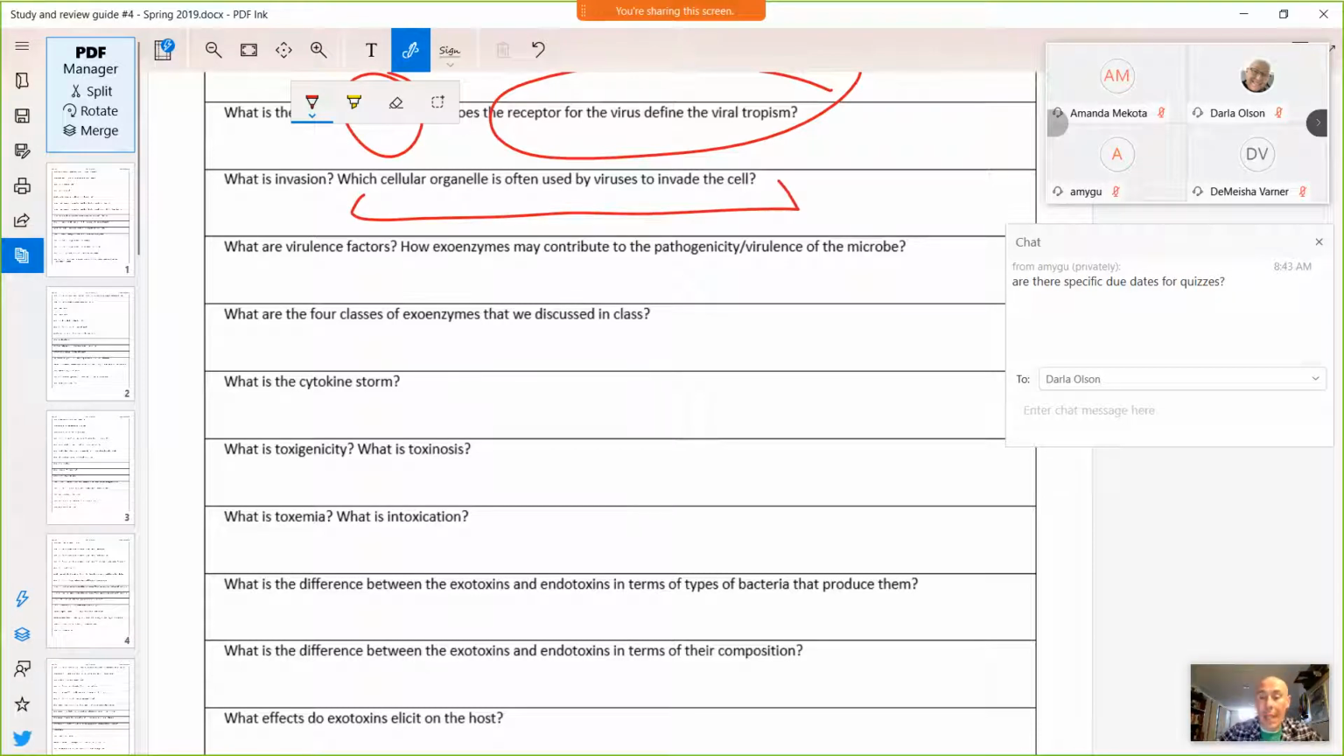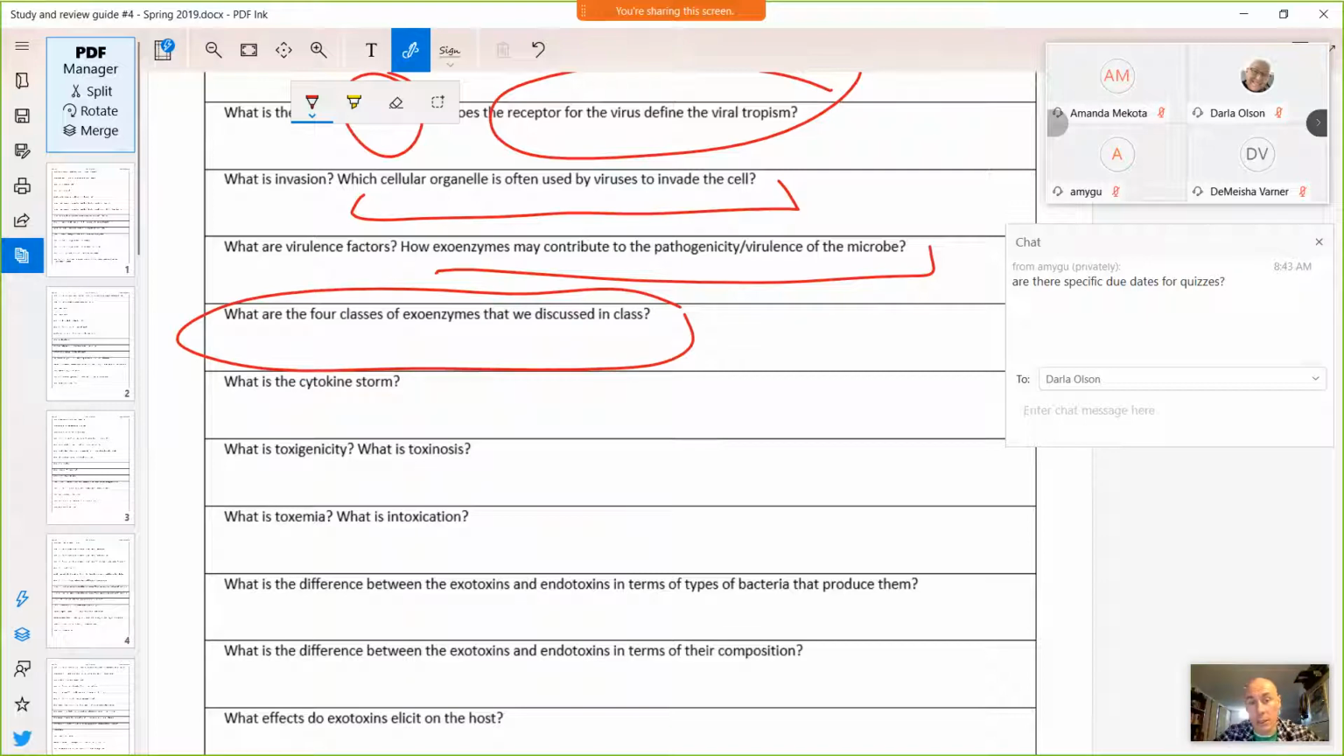Viruses use endosomes since they have to get into the cell and they are large, so they often use endosomes in the process of endocytosis to get into the cell. Virulence factors, defined already. So exoenzymes. There are 4 classes of exoenzymes: glycohydrolases, phospholipases, proteases, and nucleases. So those are 4 classes, and this is how they can contribute.